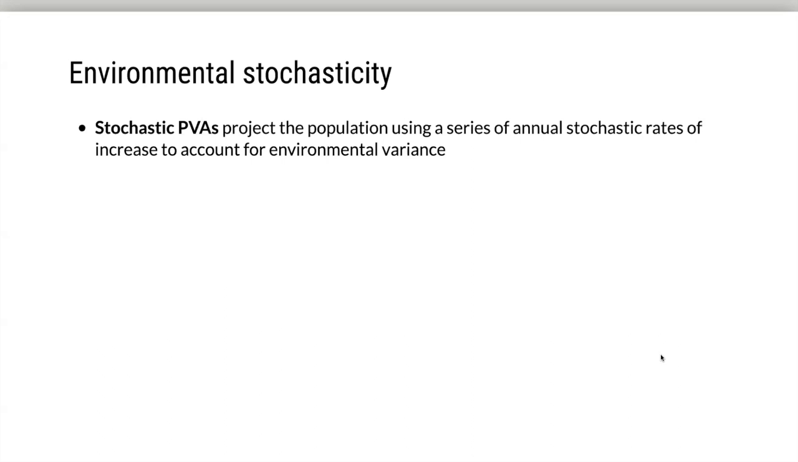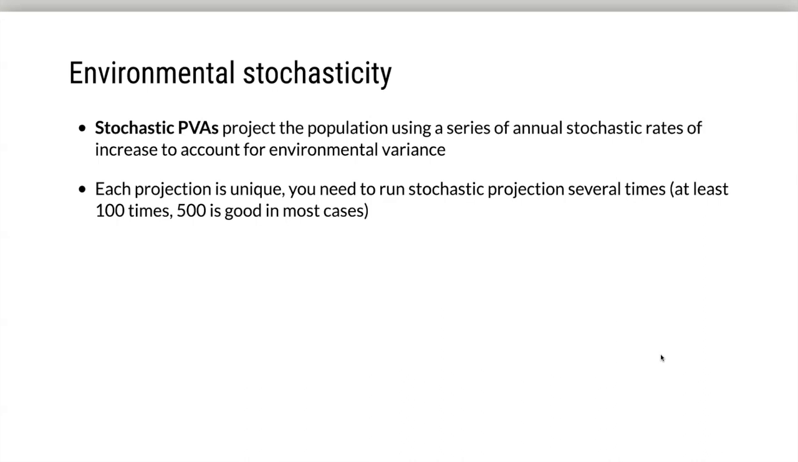Because it's random, we have to run the model several times, because each population trajectory is going to be unique. So imagine you generate a sequence of rates of increase for the population, with a rate of increase for each year. It's good to run it at least 100 times, and most of the time 500 times, to have a good idea of all the possible trajectories of the population. It's giving you a kind of confidence interval around the average population trajectory that we predicted before.